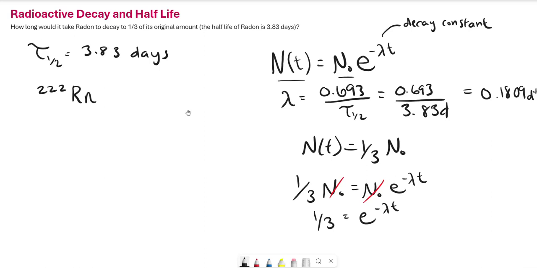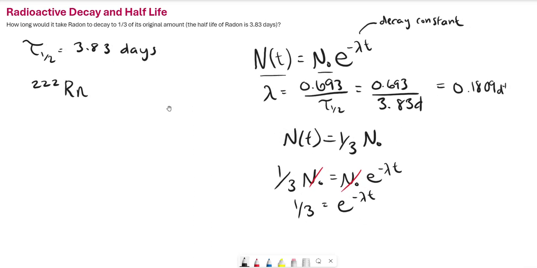So let's go ahead and move on here and solve for t. Let's take this equation, and we want to isolate t. So we're going to take the natural log of both sides because we want to get rid of the exponent. That's going to give us the natural log of 1/3 equals, and when you take the natural log of e, it's just going to give you what's in the exponent. So that's negative lambda t.